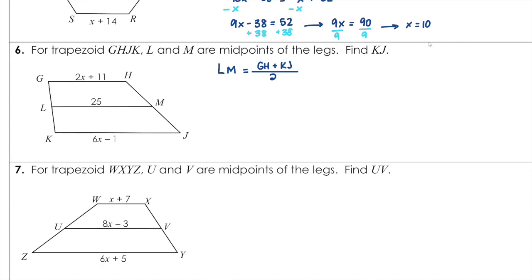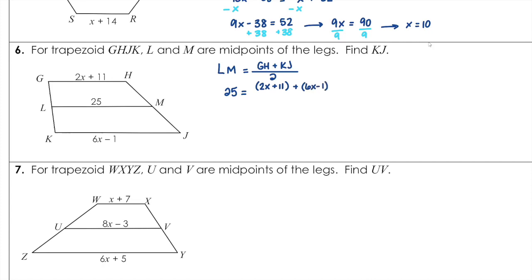So it's just like going to write an essay. You do your outline so you sort of know what's going to happen. Just writing that out helps you organize so you don't misplace something. We're going to substitute what we know. LM is 25. GH is 2x plus 11. And KJ is 6x minus 1.